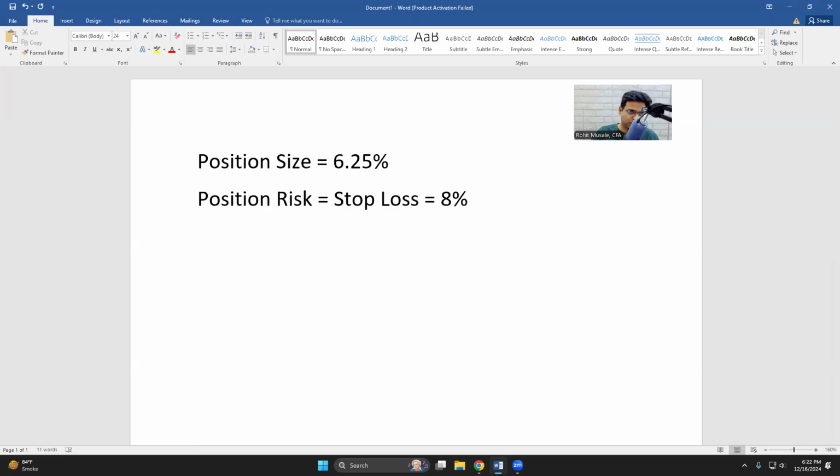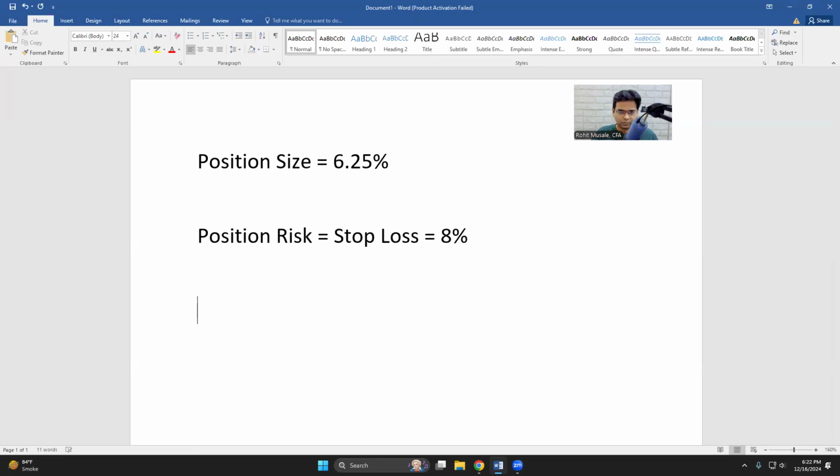So what is portfolio risk? Portfolio risk is equal to position size multiplied by position risk. Understood? So portfolio risk means the amount of your portfolio which is actually at risk. See, out of $100,000, if you put $6,250 in a stock, that doesn't mean that the entire $6,250 is at risk. No, no, no, because you have kept an 8% stop loss.